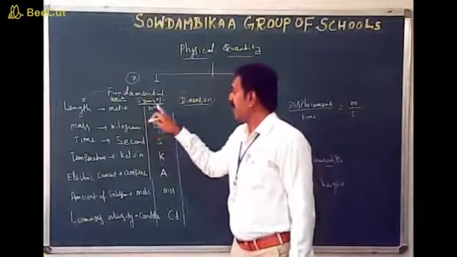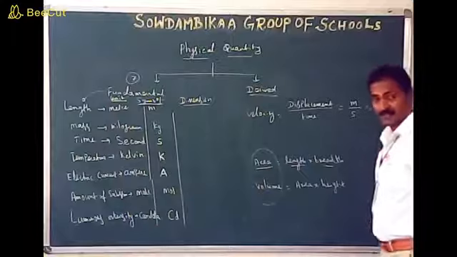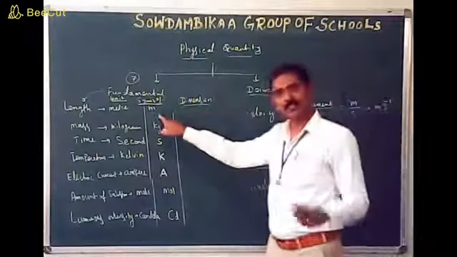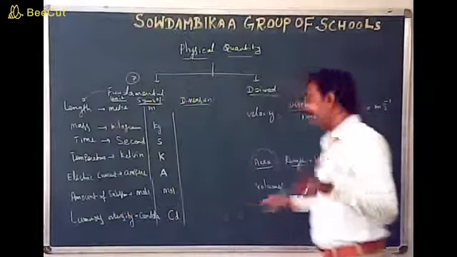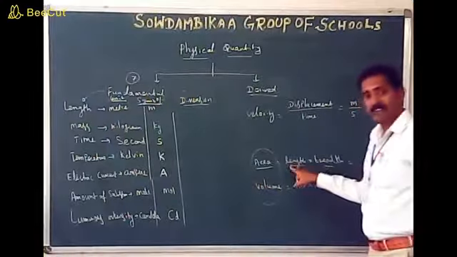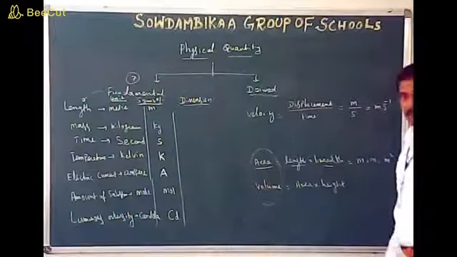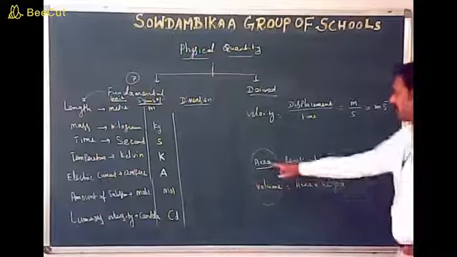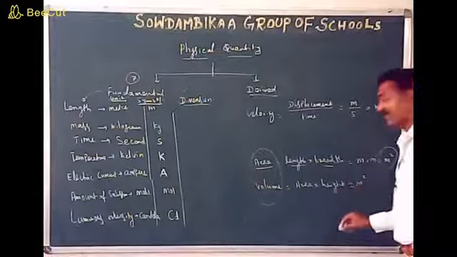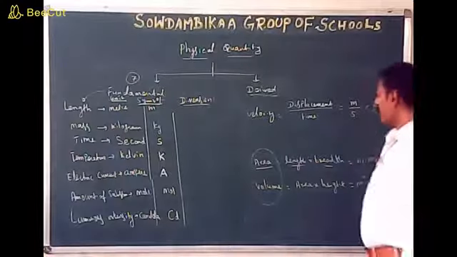Meter is the fundamental unit for the quantity length, but meter second inverse is the derived unit for the derived quantity. Fundamental unit for fundamental quantity, derived unit for derived quantity. In the same manner, what is the derived unit for area? The unit for length is meter, and the unit for breadth is also meter, so meter into meter equals meter square. Meter square is a derived unit for a derived quantity. Then height is also measured in meter, so volume is meter cube. Meter cube is the derived unit for a derived quantity.